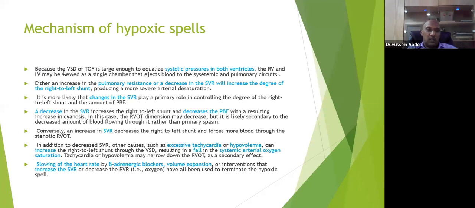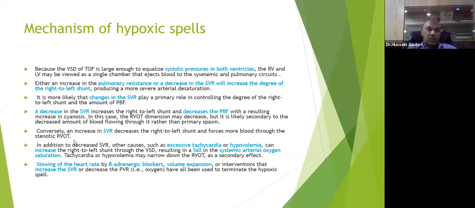This is a mechanism we spoke about before. I'm going to read it very quickly. The VSD in tetralogy of Fallot is large enough to equalize systolic pressure in both ventricles. So the RV and LV may be viewed as a single chamber that ejects blood to the systemic and pulmonary circulation. So either an increase in the pulmonary resistance, I mean the right ventricular outflow obstruction, or a decrease in systemic vascular resistance will increase the degree of right to left shunt, producing more severe arterial desaturation. This is the mechanism of a spell. This change in the SVR plays a primary role in controlling the degree of right to left shunt.